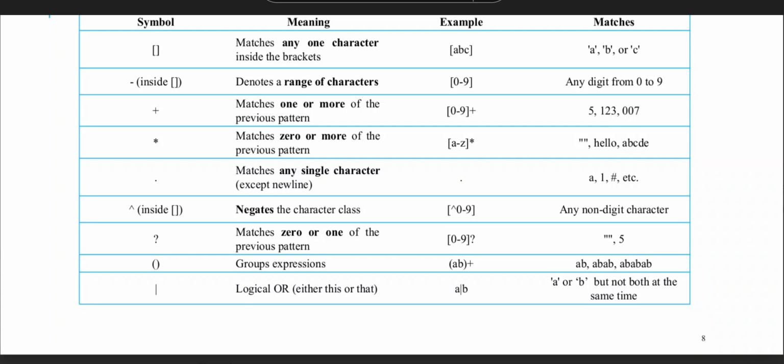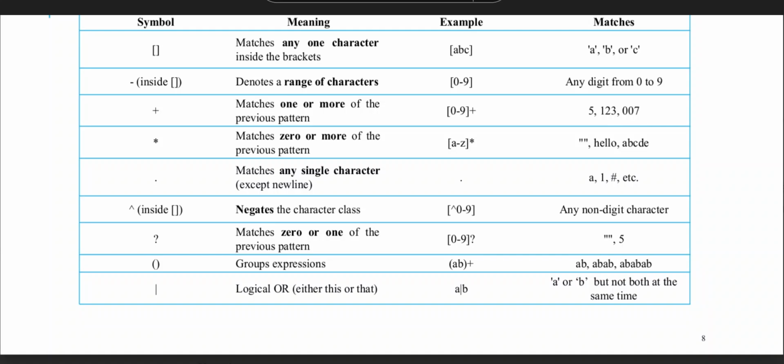Then the next one is the caret, which is negation. If we write the caret, that means not. For example, the caret inside the square brackets, followed by 0-9, will match any character that is not a digit, so letters, symbols, anything except numbers.